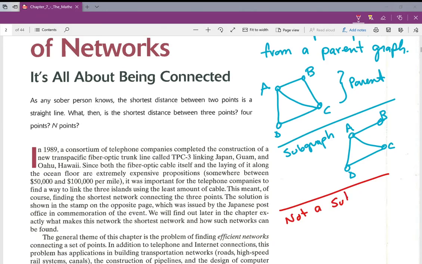So an example of something that is not a subgraph is here, and it's because of this line segment. That line segment does not exist in the parent graph. It's not here. So we introduced a new part, and if we introduce a new part, then we're no longer a subset of the original parts, and that is why it is not a subgraph.